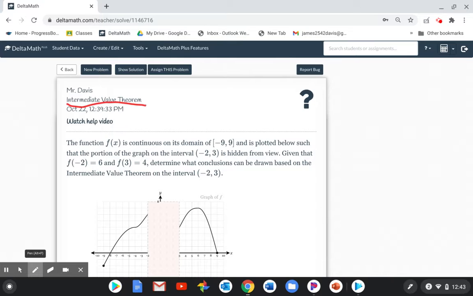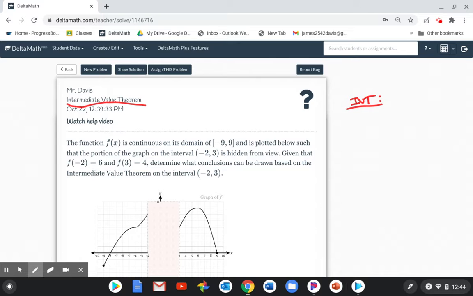The intermediate value theorem, basically in a nutshell, says that if a function is continuous and we know the endpoints, then we can say that a function is going to hit every single value in between those endpoints. So it looks something like this. We abbreviate it to IVT, intermediate value theorem.